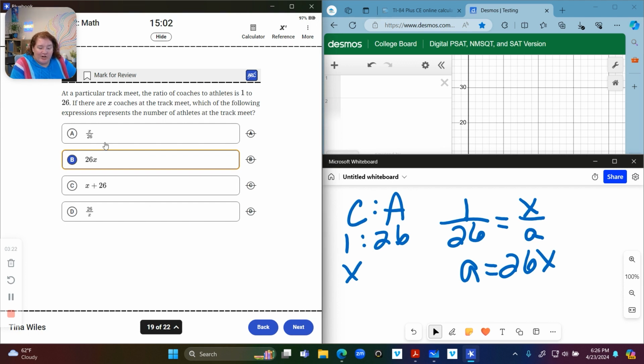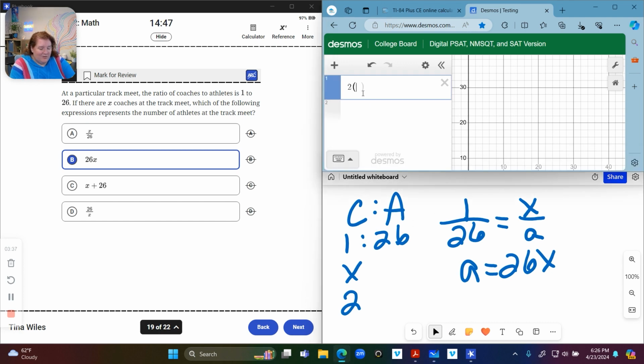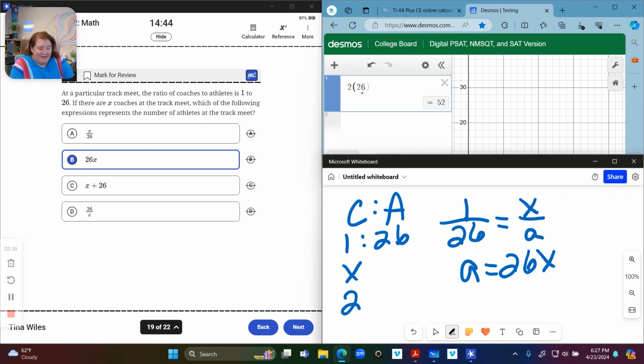So if I did 26x, I would be able to find out how many athletes are there. If you weren't sure how to do this or the x throws you off, what you could do is plug in your own number. So let's say there were 2 coaches. And even if you didn't know how to set it up as a proportion, if one coach is 26 athletes, 2 coaches would be 52 athletes. And then you could see which equation would give you 52 athletes.